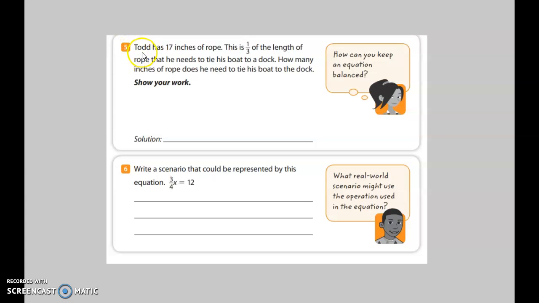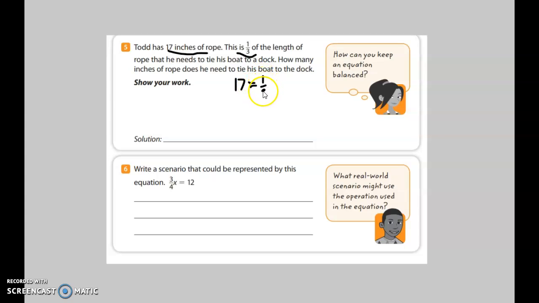Number 5 says, Todd has 17 inches of rope. This is 1/3 of the length of rope that he needs to tie his boat to a dock. How many inches of rope does he need to tie his boat to the dock? So we have the values 17 inches and 1/3. And we know we need to write some sort of equation to solve for how much he needs. So on one side we have 17, and on the other side we have 1/3.